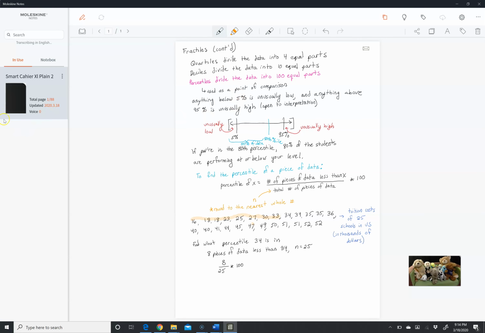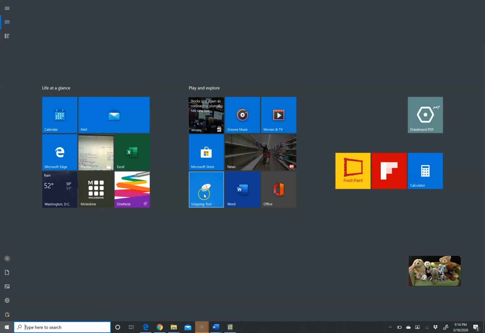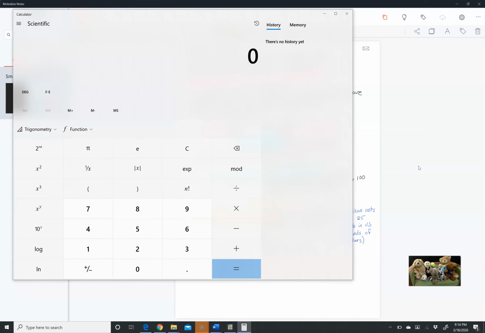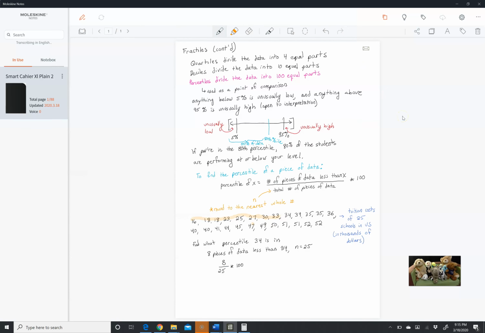And if we find 8 over 25 times 100, let's bring up our calculator. And this actually turns out to be exactly 32%. So we don't even have to round, okay? Exactly 32%. Okay, meaning 34 is in the 32nd percentile. 32% of the data is less than 34, which if we do the math, that means 68%, whatever is left over, 68% is greater than or equal to 34.